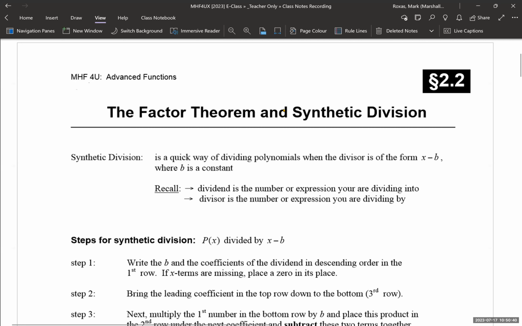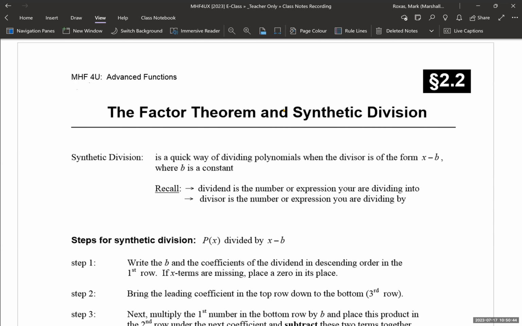So, lesson 2.2, factor theorem and synthetic division. So let's start with synthetic division. In our last lesson we did dividing polynomials using a long form of division. I'm going to show you a quicker way to divide a polynomial with a divisor of the form x minus b, a linear factor, where b is a constant value.